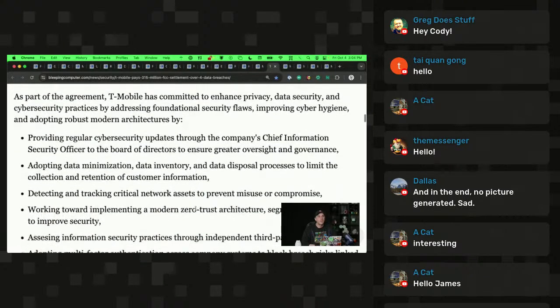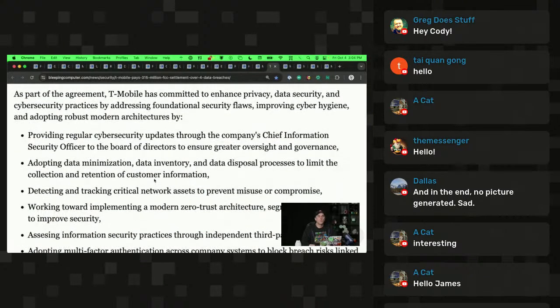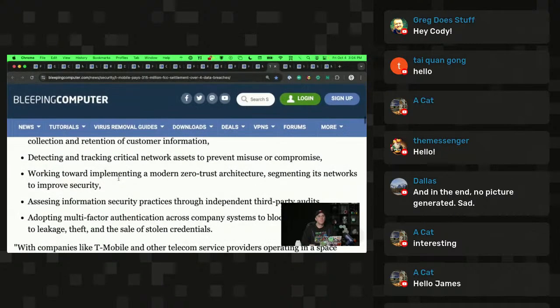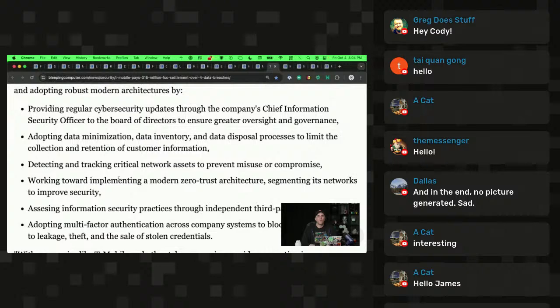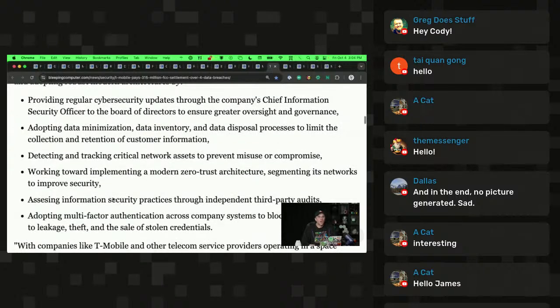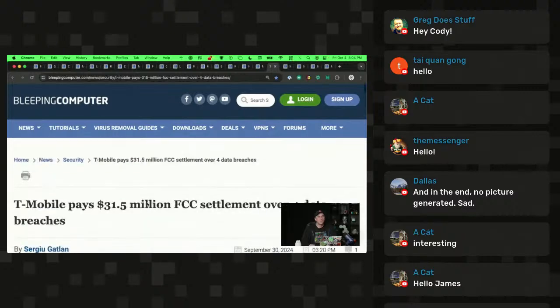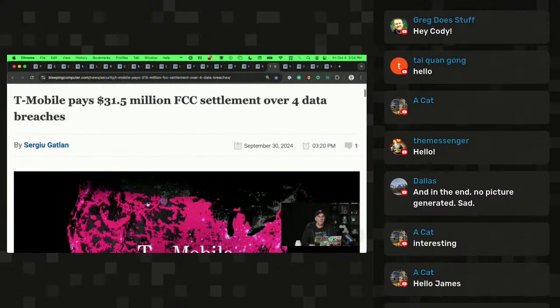They found that T-Mobile is going to need to do lots of things to enhance their privacy, data security, and cybersecurity practices, and laid out a series of steps that they need to take in order to comply with this settlement. So adopting multi-factor authentication across company systems seems like a really obvious one to me, but it seems like it's going to take this big fine in order to actually make that happen over at T-Mobile.